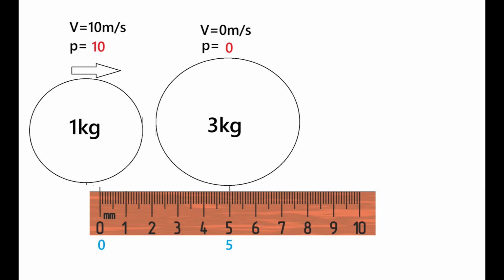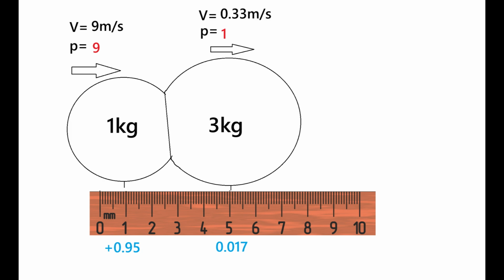So over here we see the one mass moving towards the three mass at 10 meters per second, so its momentum is 10. The three mass is stationary, so its momentum is 0. At the moment of first contact, the one mass starts to push into the three mass. At this point, 1 unit of momentum is transferred to the three mass. So the one mass now has 9 momentum, and the three mass has 1 momentum. This means that the one mass has slowed down to 9 meters per second, and the three mass has speeded up to 0.33 meters per second.